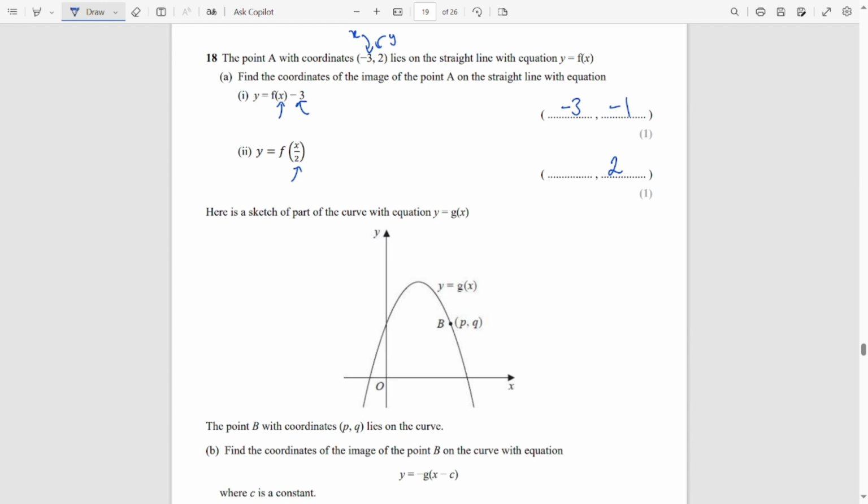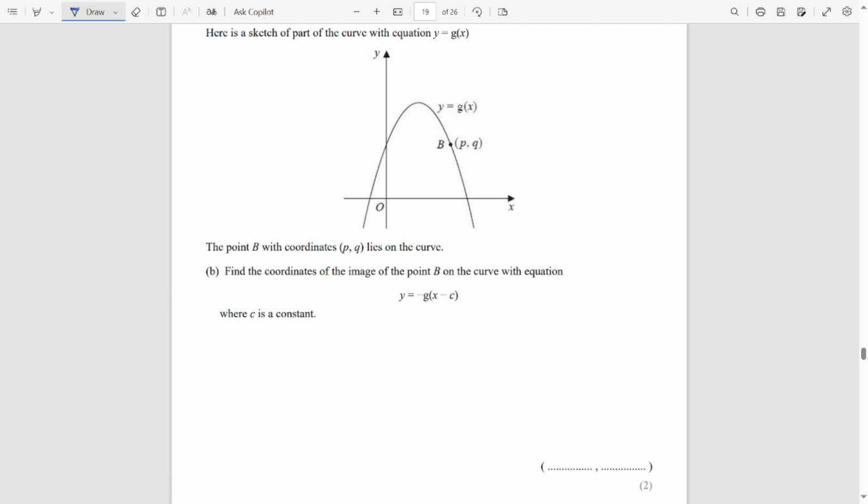Now if you're inside the brackets and affecting the x, you do the opposite to what you think you should do. So right now what I'm looking at is x over 2. So that would kind of make you think that you should divide by 2. But when you're inside the brackets, you flip everything around. So instead of dividing by 2, we're actually going to times by 2. So I'm going to take the x coordinate, multiply that by 2, and I get negative 6.